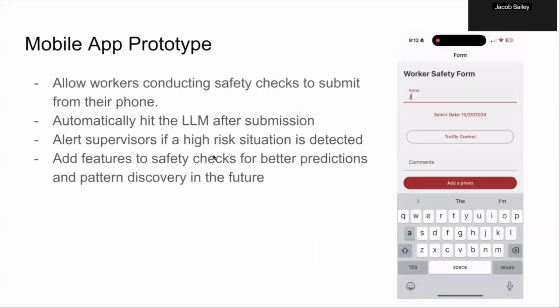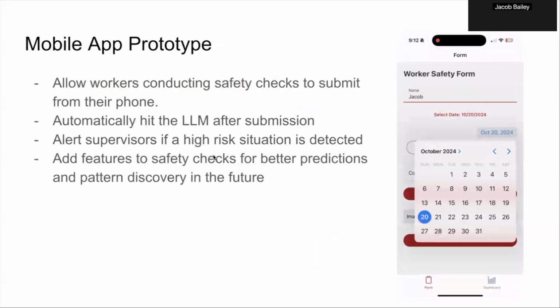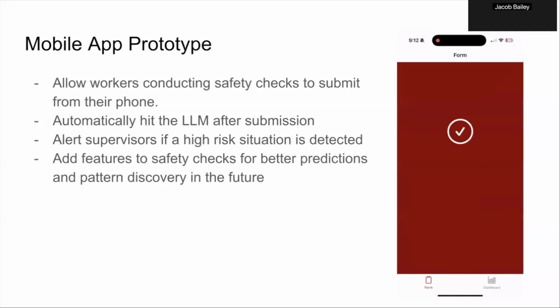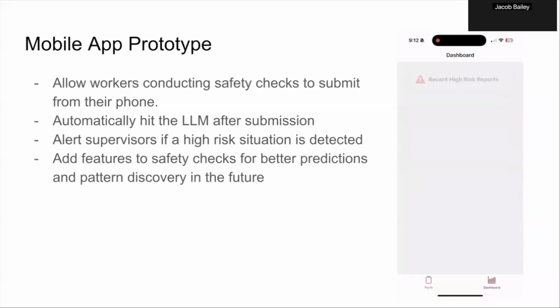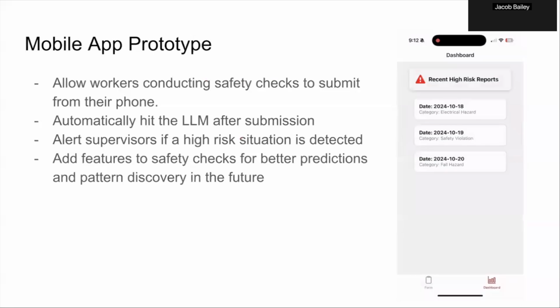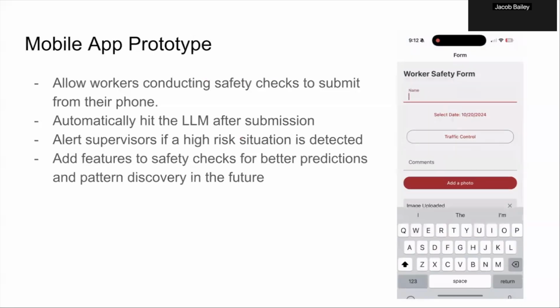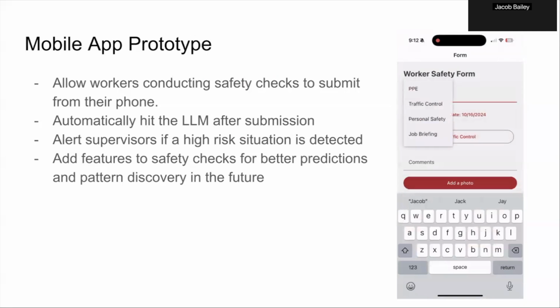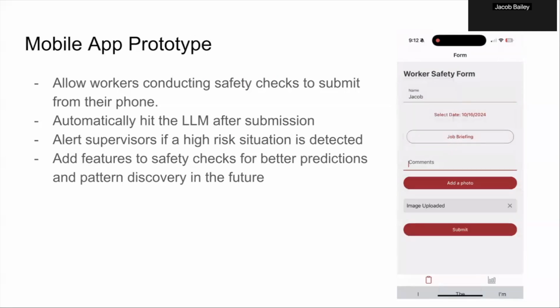So in the end, we wanted to make something that was actionable for workers and for supervisors in the office. So we made a mobile app, or at least a prototype. We didn't get too far with this, but we did make a form for the workers so they can conduct their safety checks while they're out in the field. And they will automatically hit the LLM after submission and be able to detect if it's a high risk. And based on that, it can alert supervisors if a high risk is detected.